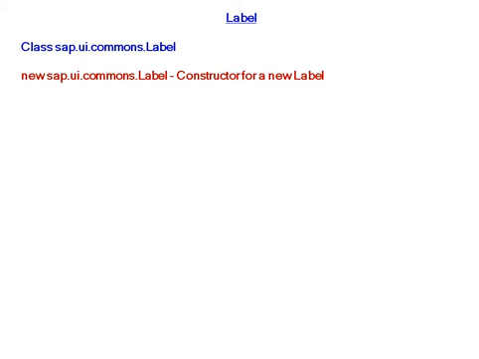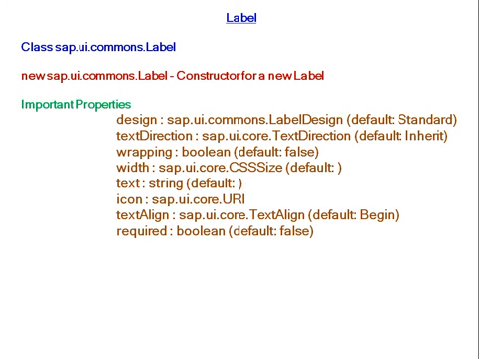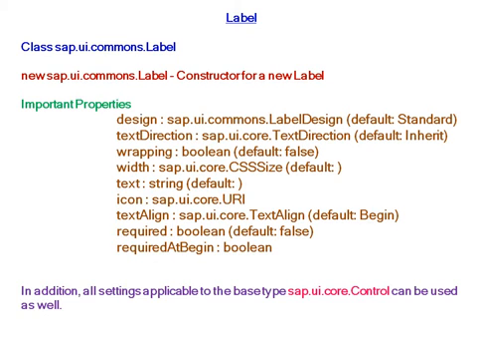SAPUI5 Label belongs to the class sap.ui.commons.Label, and for creating a new label, the constructor is new sap.ui.commons.Label. The important properties are design, text, direction, wrapping, width, etc.